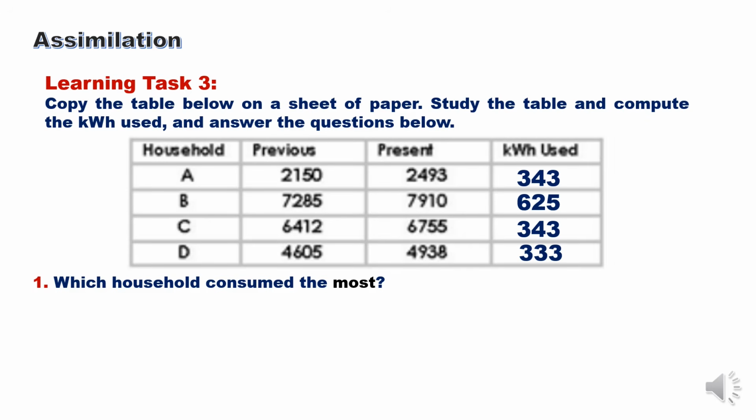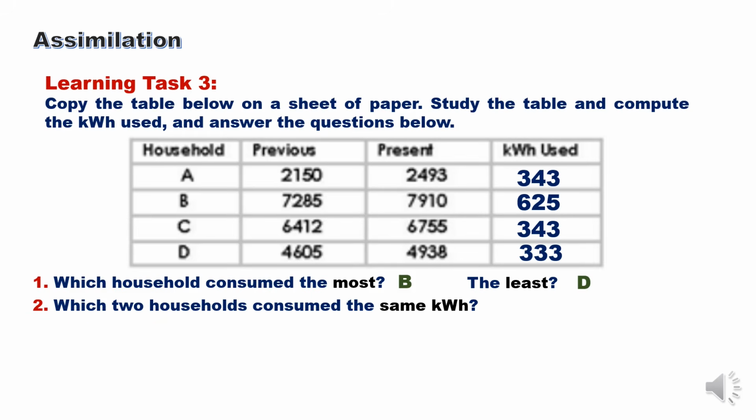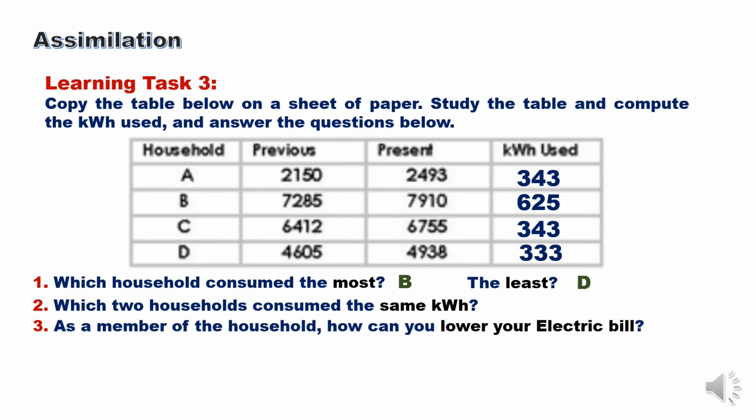Number 1, which household consumed the most? The least. 2, which two households consumed the same kilowatt hour? 3, as a member of the household, how can you lower your electric bill? And number 4, why is it important to use electricity wisely?